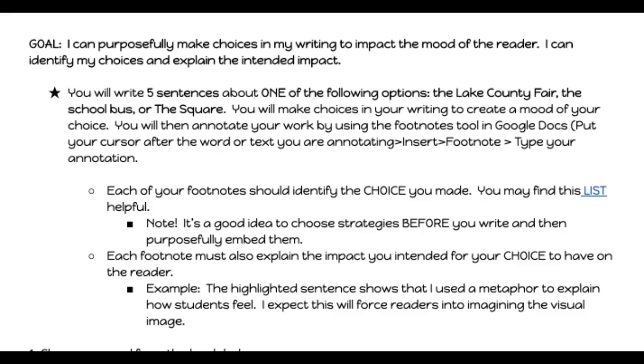And then you are going to explain how you created the mood using some of the strategies we've been talking about in class, such as the use of imagery, the use of words with specific connotation, the use of similes and metaphors and personification. So let's go ahead and get into the directions. You are going to write 5 sentences about one of the following options. So you can choose to write about the Lake County Fair, or the fairgrounds if you choose, the school bus, or the square. You're going to make choices in your writing to create a mood of your choice.